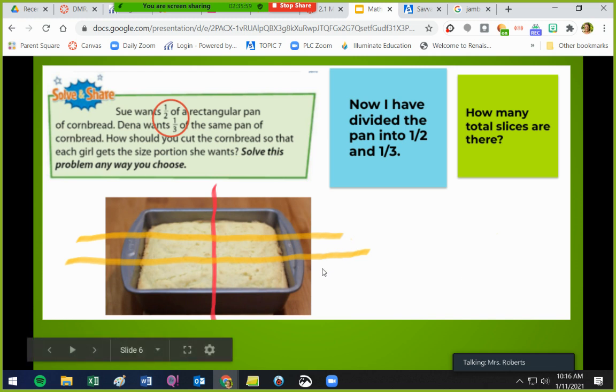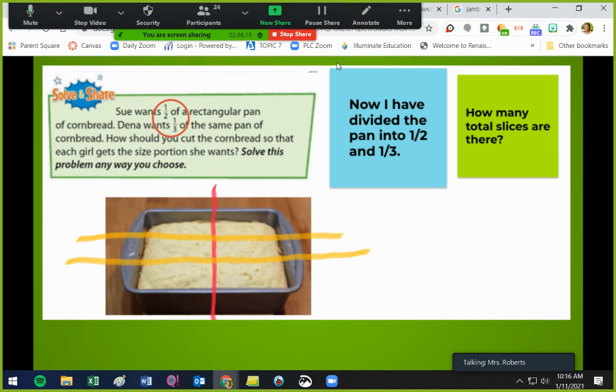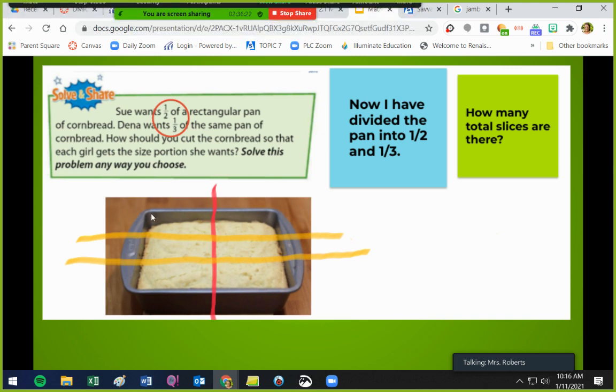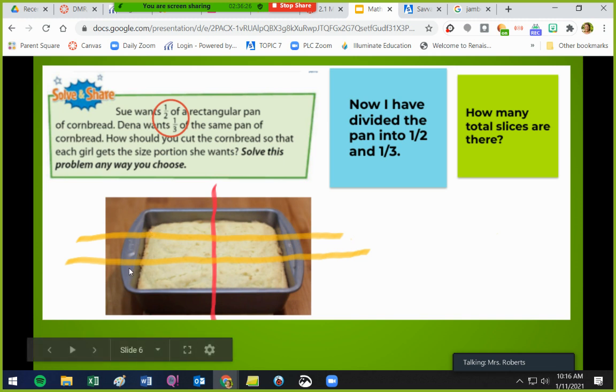So I'm cutting the same pan. And then kind of like what Jayana was saying, she'll get this half. And then where would the 1/3 come from? So we know that Sue would get 1/2, so she would get this whole side. And then how would Dina get 1/3? Well, I can look right here. Look, isn't this still 1/3? Wouldn't that be 1 out of the 3 pieces?